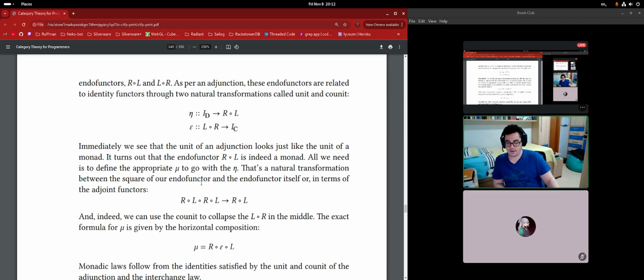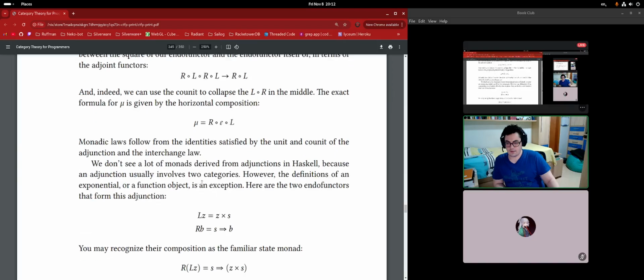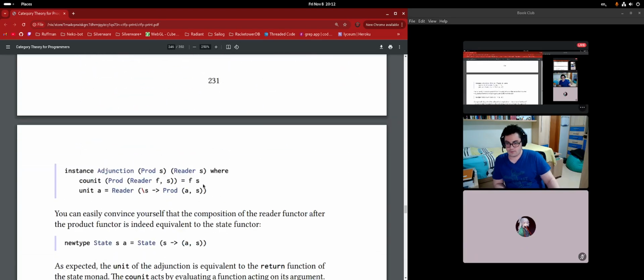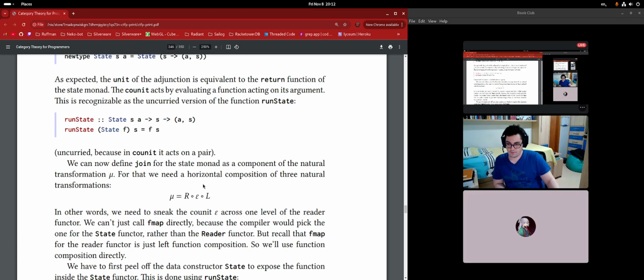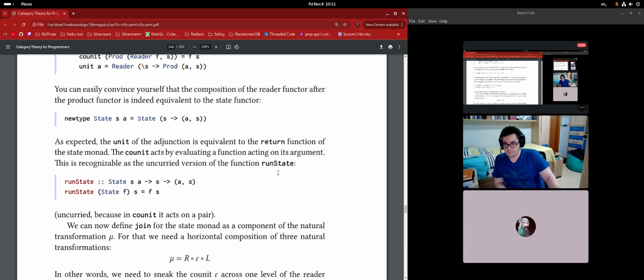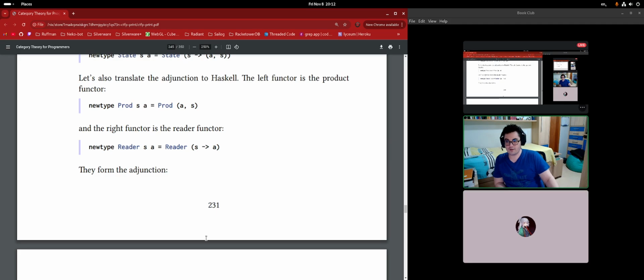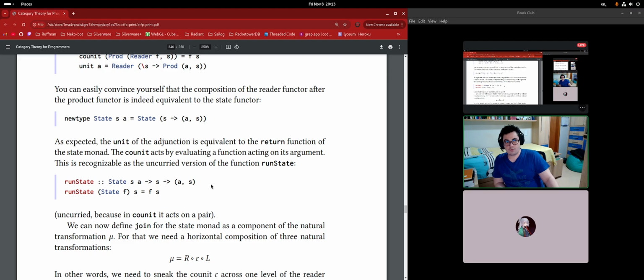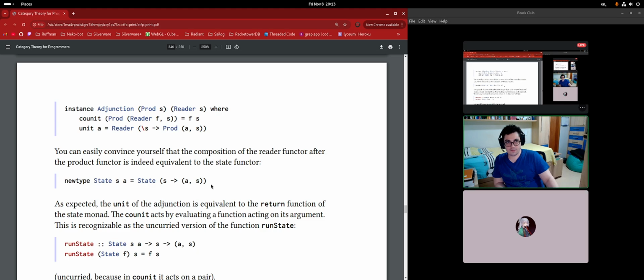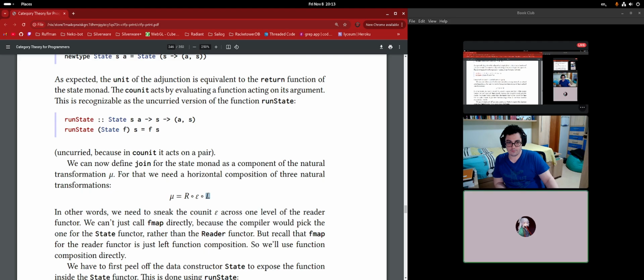So how to explain that? Wait a moment. Marinho, help me. So we can just call fmap directly, right? What is this? Is product and this is reader, right? Are you there? Yeah, reader is outside of product. So if you apply L, we're going to apply the prod functor, right? So the prod functor will pick something and put it into the prod, right? That's what it's going to do. Yeah. Cool.